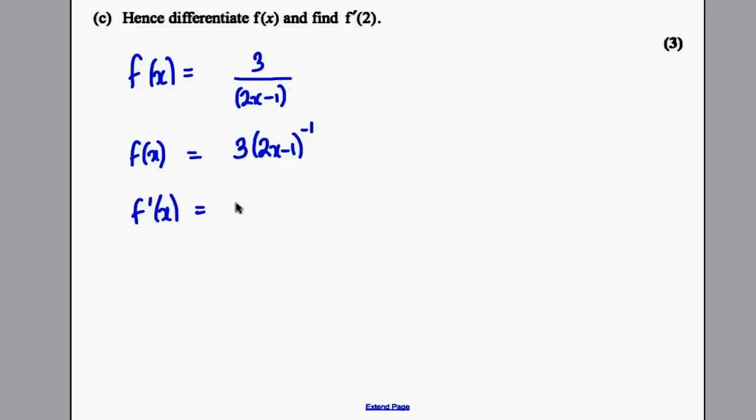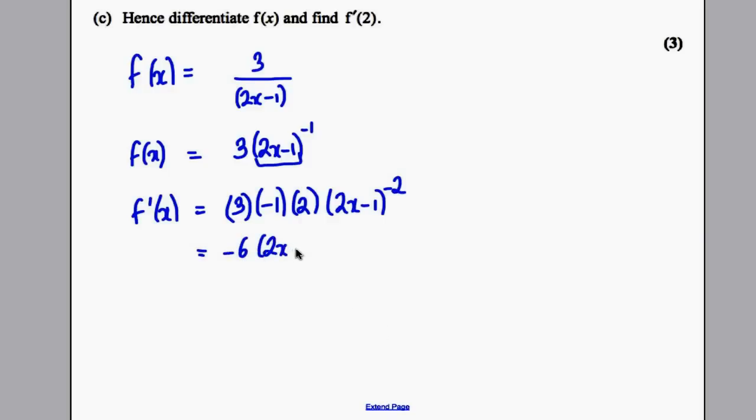So, to differentiate this, keep the 3 where it is. Bring down the power of minus 1. Differentiate the bracket and multiply by that, and the differential of the bracket is 2. Then keep the bracket 2x subtract 1 and reduce the power by 1. So when you do that, you would get yourself negative 6 times 2x subtract 1 to the minus 2, which, going back to writing in normal form, that would be negative 6 over 2x subtract 1 squared, and that is f dashed x.